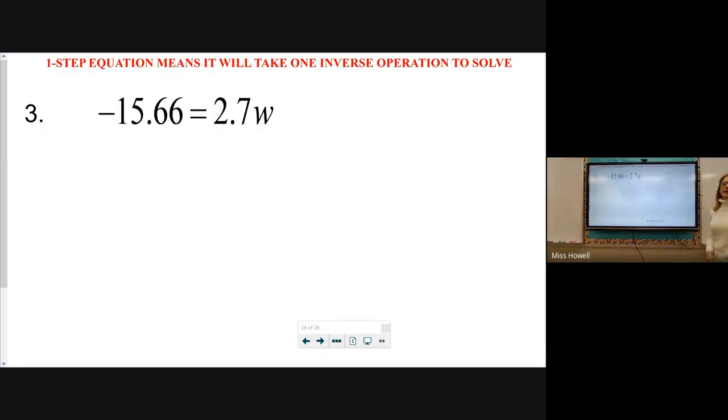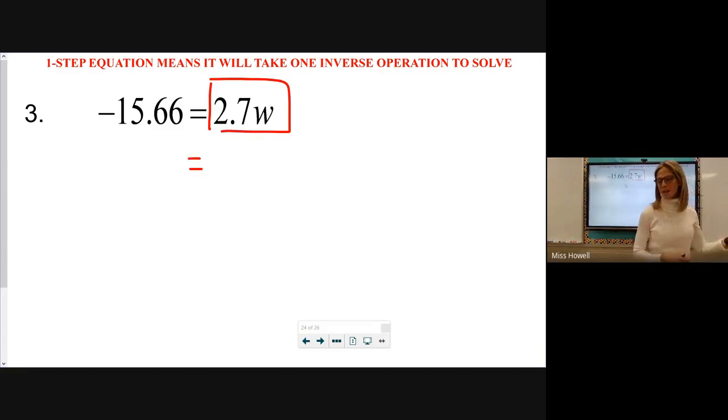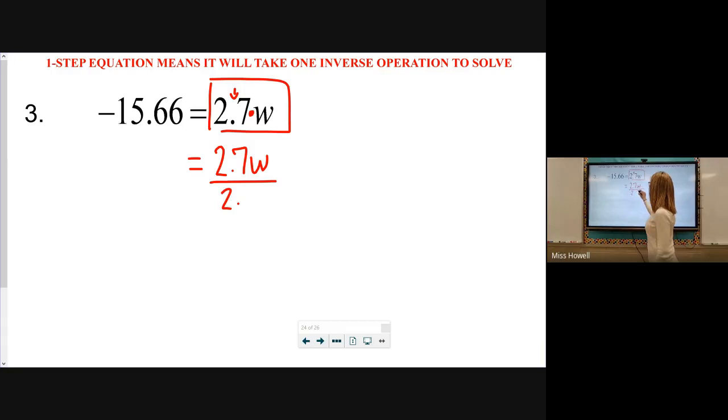All right, number 3, a negative 15 and 66/100 equals 2.7 W. All right, our W is back here behind the equal sign. So when we work with W, it's always going to be on the back side of our equation, so be careful. There's a times here, and our number is 2.7. So we need to undo the multiply with a divide, and with that number, 2.7. So we take our 2.7 W, and we're going to divide it by 2.7. What we did on one side, we got to do it to the other.